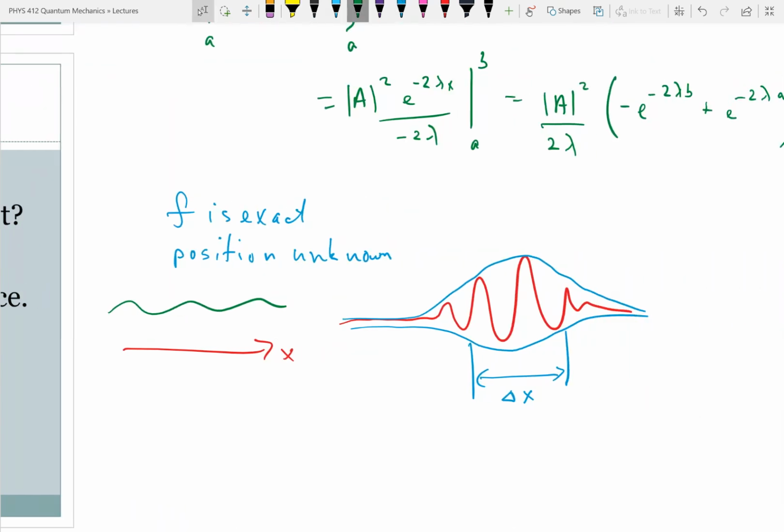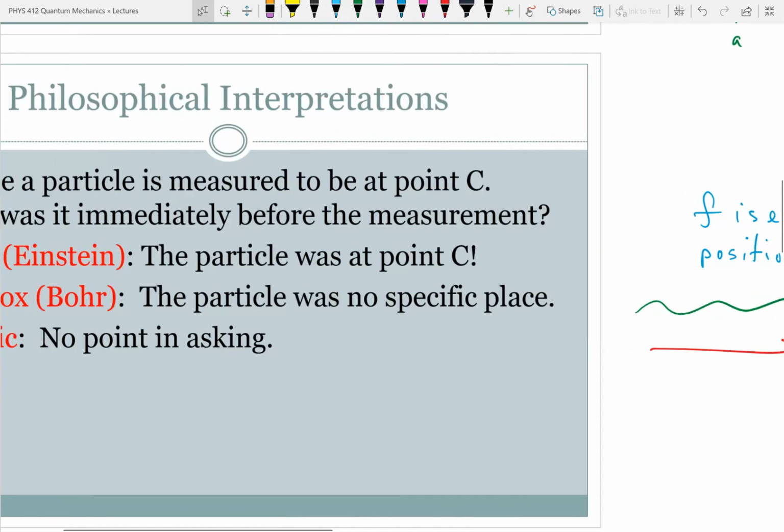Whereas with the packet, there is uncertainty in both the frequency and the position. But we never have one exact unless the other one we have no idea about. And so that's what Bohr's talking about.